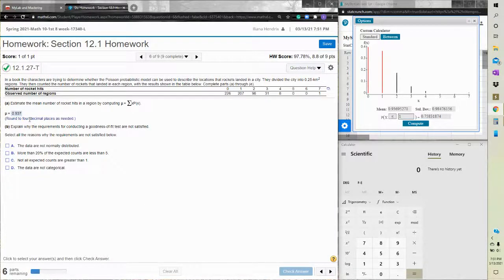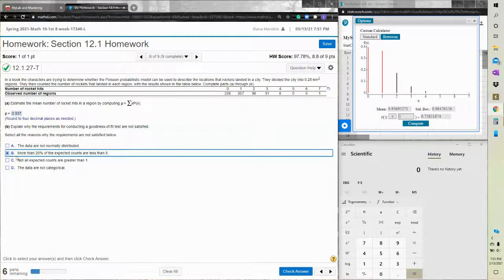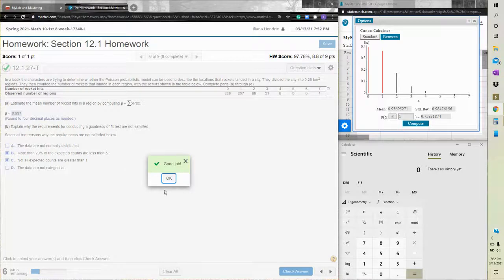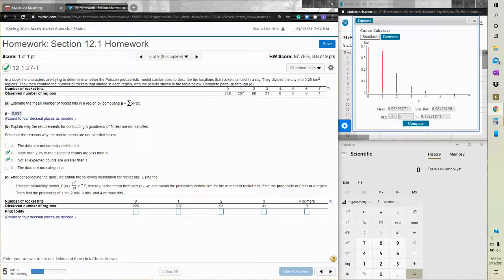Awesome. All right. Can we not conduct a goodness of fit test? We can see the problem right over here. Zeros. And then 1, 2, 3 out of 5. Okay, more than 20%. And not all expected counts are greater than 1. We cannot have them be zeros. Now, this portion over here was the most difficult for me to figure out.